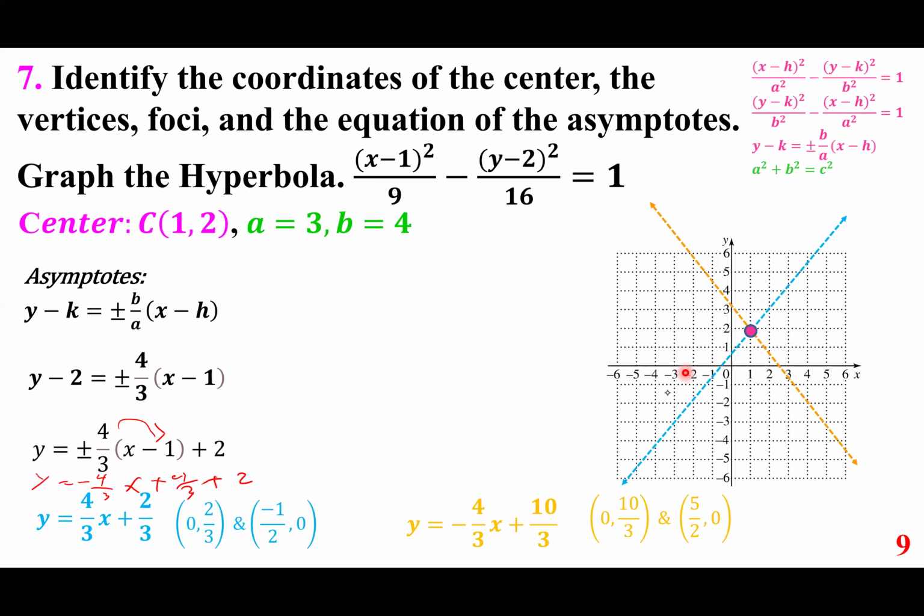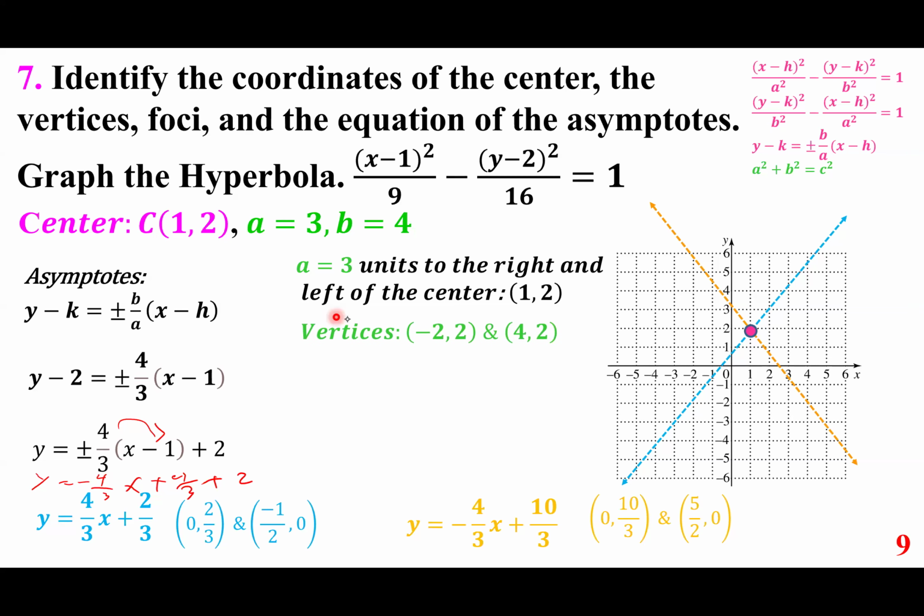And now, basically from the center, we're going to go 3 units to the right. The center was located at (1, 2). So we go 3 to the right, it becomes (4, 2). And then 3 to the left, 1 minus 3, negative 2, (-2, 2). Okay, so a equals 3 units to the right and left of the center will give us those two points, which we call the vertices. That's the graph. All right, so go back to this.